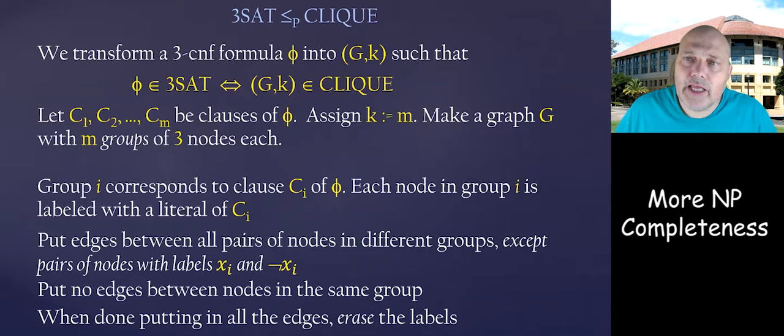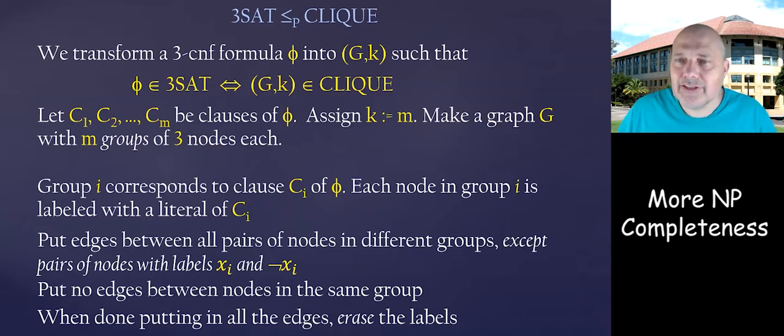And now when you're done putting all the edges, we can erase the labels. The labels just told us which edges to connect. So this is the entire reduction. We'll see examples and then we'll argue why it's if and only if.